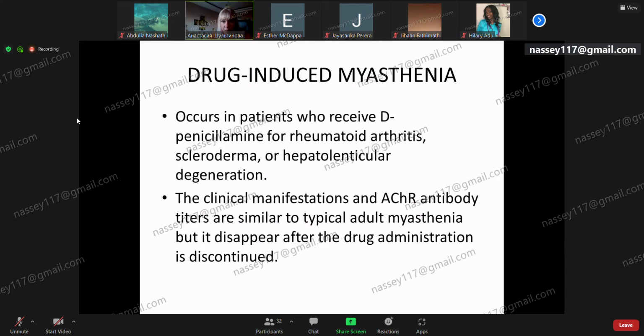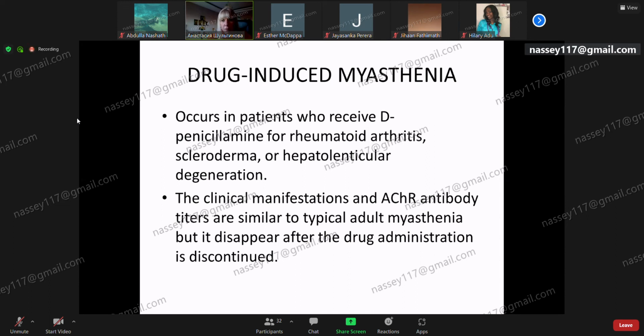Drug-induced myasthenia. This is like myasthenic syndrome. It occurs in patients who receive antibiotic drugs, diphenylamine, some muscle relaxant drugs, then anticonvulsant drugs, groups of drugs that particularly influence the speed of the nervous impulse.